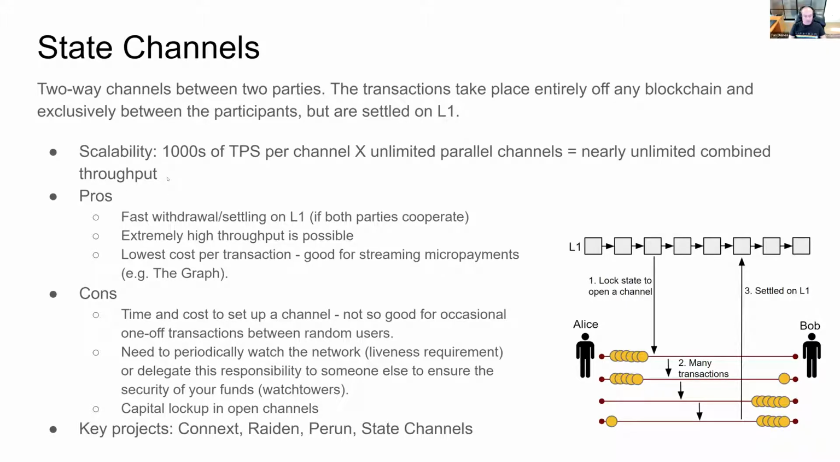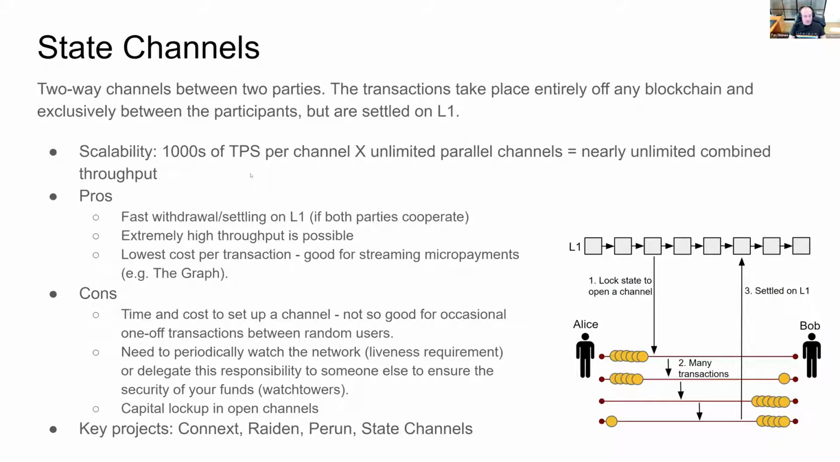So you can get really high throughput because it's just a direct point-to-point communication. So you can get thousands of transactions per second per channel. And you can have pretty much unlimited channels. If you have many participants, they can each have their own channels. So you can get almost unlimited combined throughput with state channels.